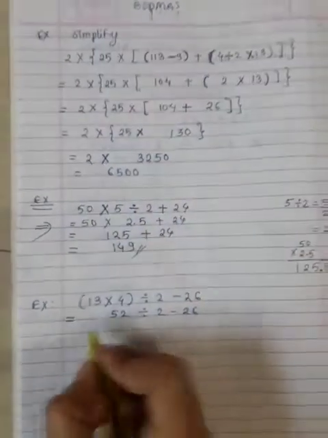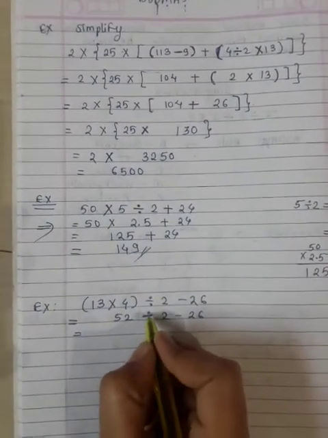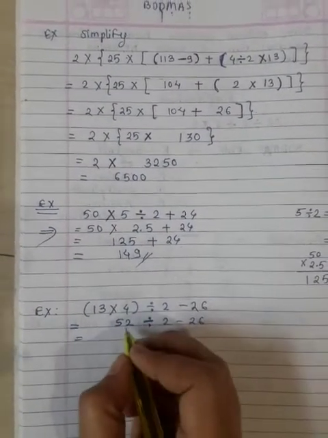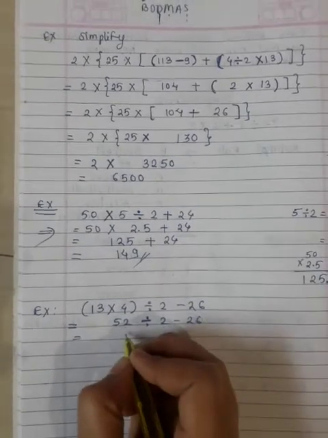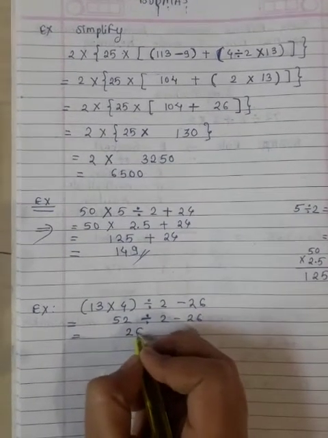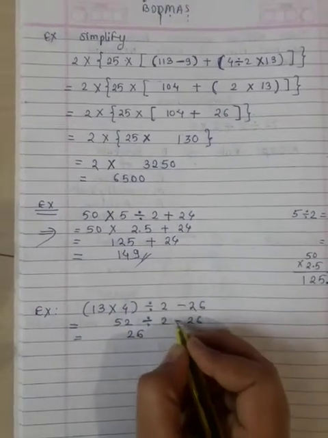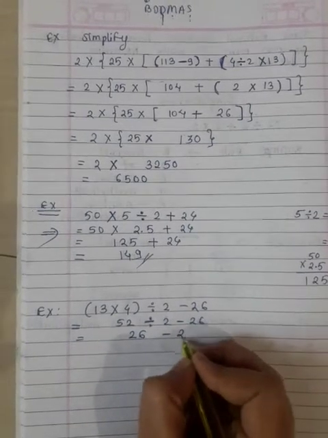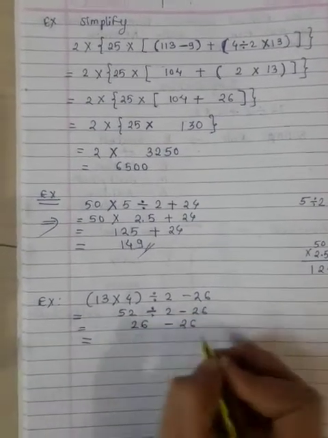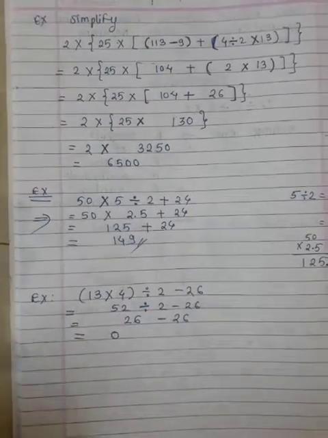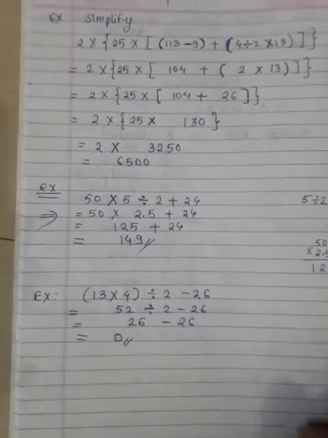Now there are two operations, division and subtraction, but we first do division, at last we do subtraction. So 52 divided by 2 gives you 26, since 2 fours are 8 and 2 sixes are 12. Write the remaining term as it is, minus 26, and 26 minus 26 gives you 0. So this is our answer.